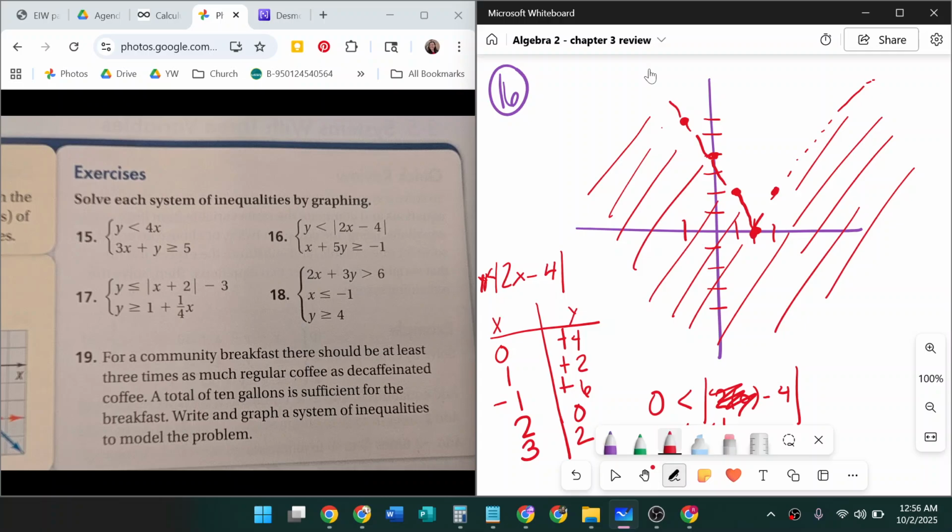All right, so now let's do the other one. So we're still at number 16. The other one I can just rearrange and I can change it to be, I'm going to erase this down here. I can change that to say 5y is greater than or equal to negative x minus 1. And then I can divide negative 1 over 5x minus 1 over 5.